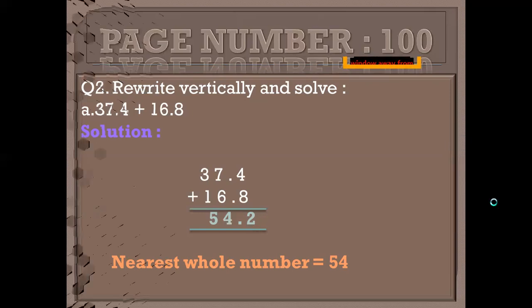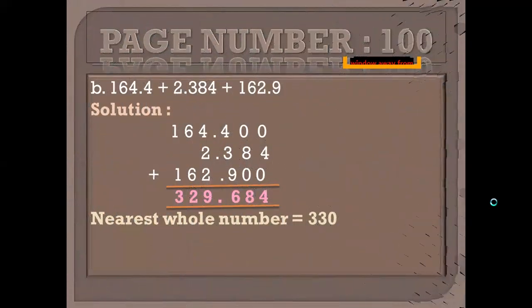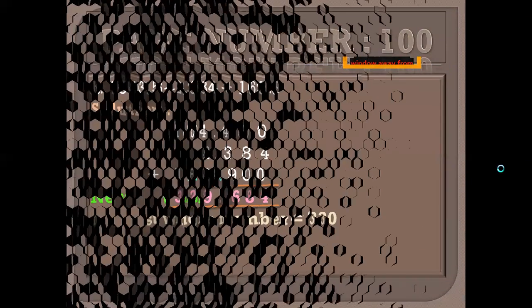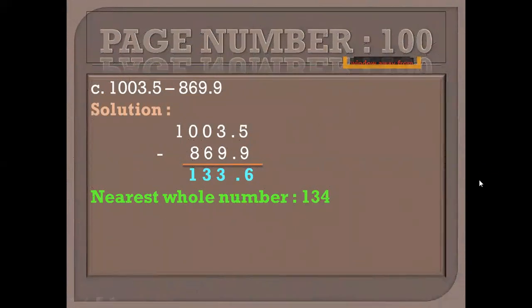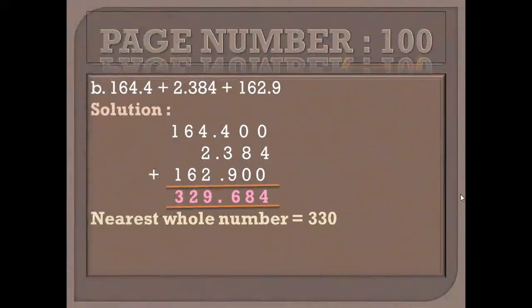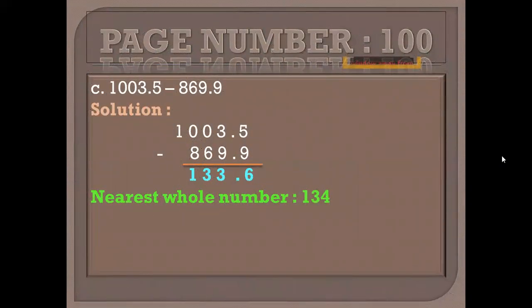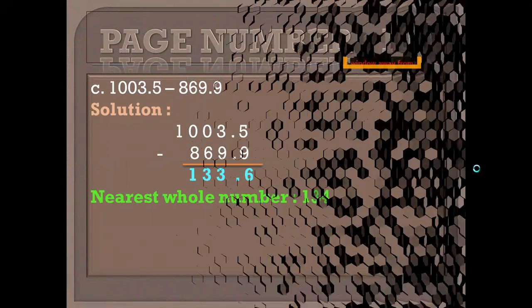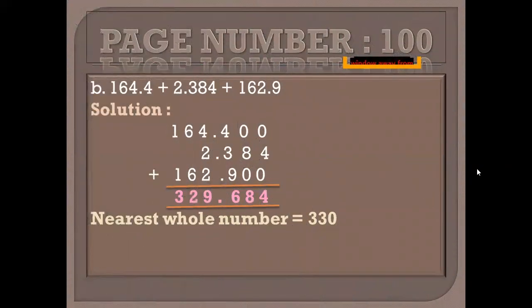Come to part B. There are three numbers, three terms: 164.4, 23.8 and 162.9. When we add these three, our answer becomes 329.684.